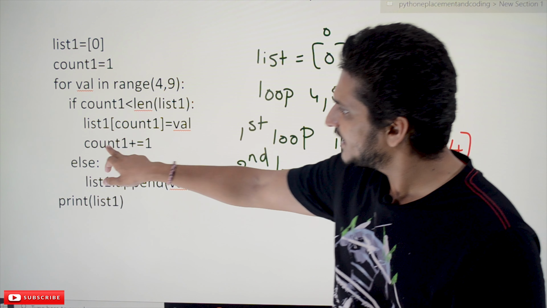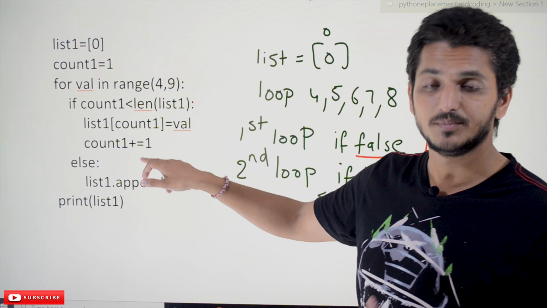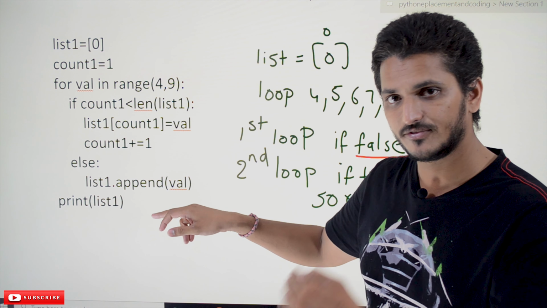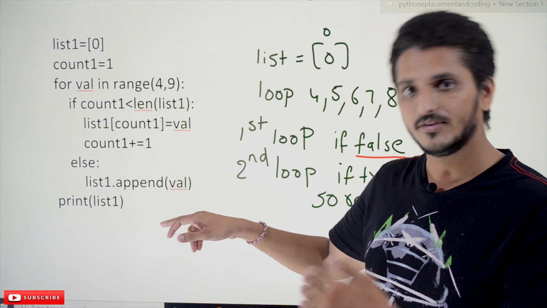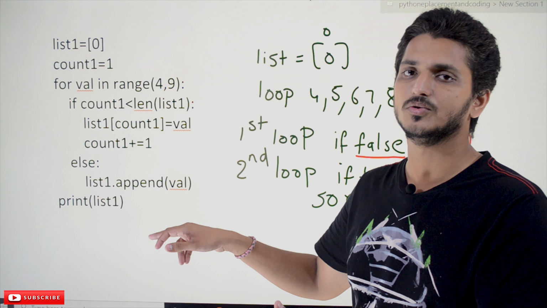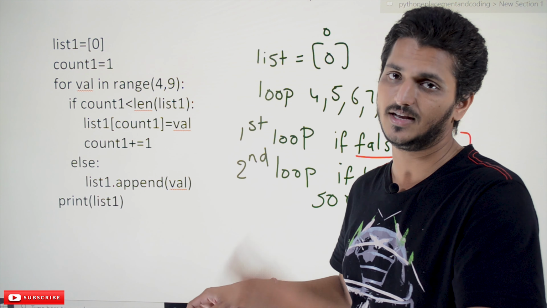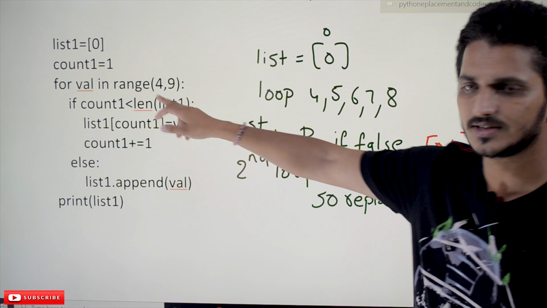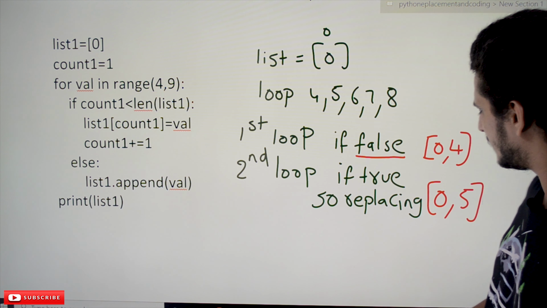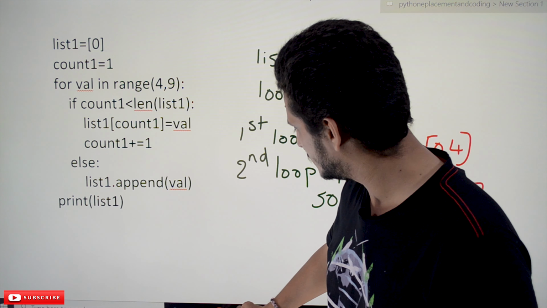And it is increasing the count. This means in the first loop the if condition is false, in the second loop if is true, in the third loop if is false, in the fourth loop if is true. This is how it is updating. So the output which we get after executing this is the output.